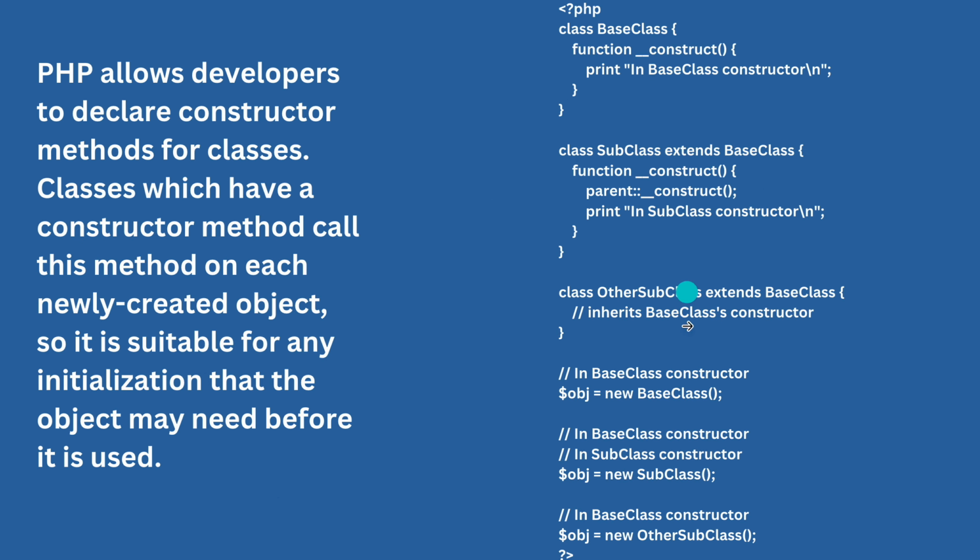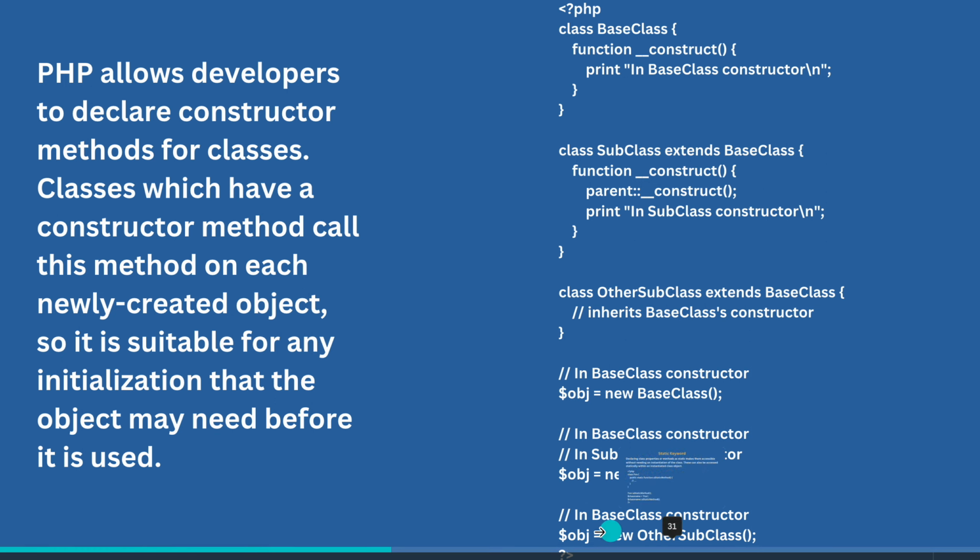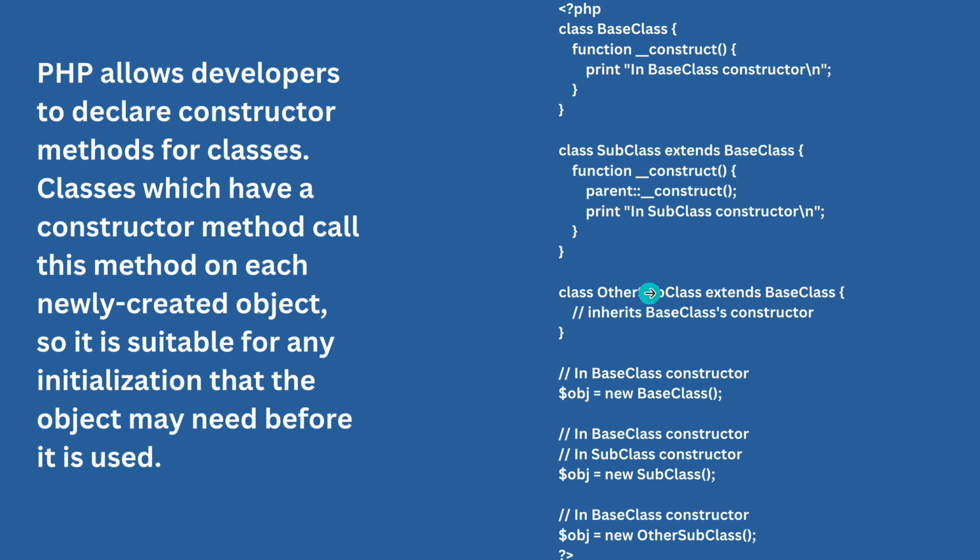Now, what will happen if I call new OtherSubClass? If I get an object of this subclass, what will happen? The base class constructor function is called, because I have not written any constructor for this class separately. So this is how the constructor works at the inheritance level. Clear, guys? You should be very clear on this. So we can move forward.